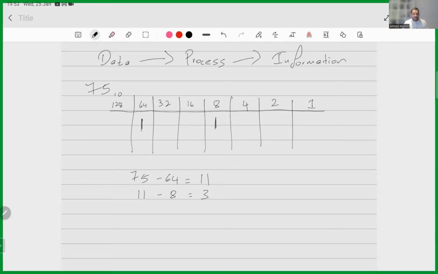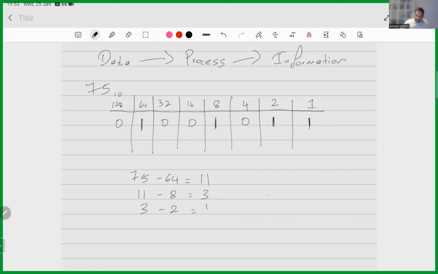Now take the number 3 and tell me which position value is the closest to 3. Yes, you cannot take 4 because 4 is greater. You have to take 2. So you put a 1 at 2. We have 3 minus 2, we have 1. You can take the position value 1 over here. So what do you do for the empty spaces? Yes, for the empty spaces, you fill them with zeros.